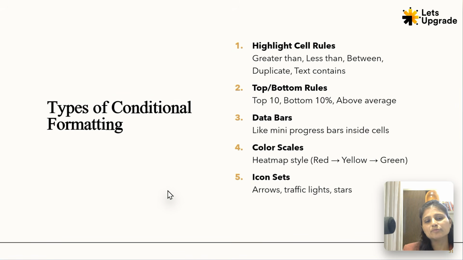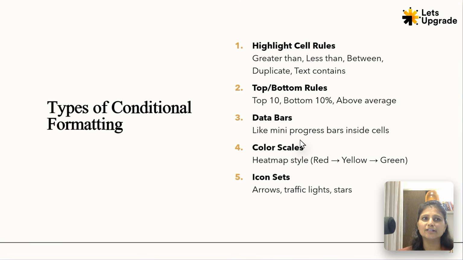Now the point is, what are the different types of conditional formatting I can give on my data? I have 5 different options available. Highlight cell rules, where I can say greater than, less than, between, duplicates, or text that contains. I can go for top and bottom values, where I can say top 10, bottom 10, above average, or below average. I can go for data bars, where mini progressive bars are drawn inside the cell, more or less like a bar chart. I can go for color scales, which you can call a heat map style, where from red to yellow to green you can indicate certain colors. And finally, you can go for icon sets, where you can use arrows, traffic signals, or stars as per the performance. That sounds very interesting, right?